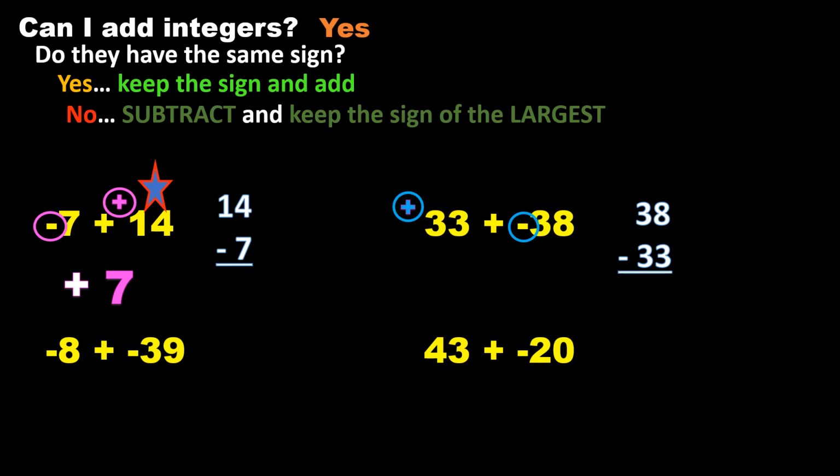Now when I subtract those, once again, that's pretty basic math. 38 minus 33 is 5. If you don't know that off the top of your head, get your handy dandy calculator and do your subtraction. You're going to get 5.